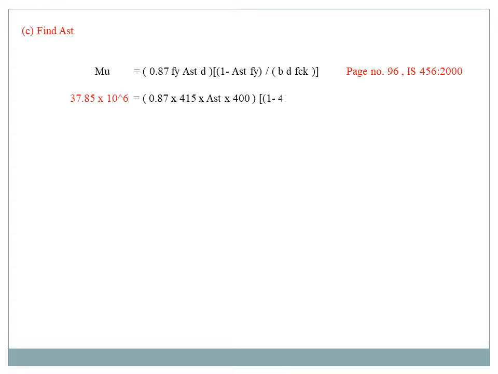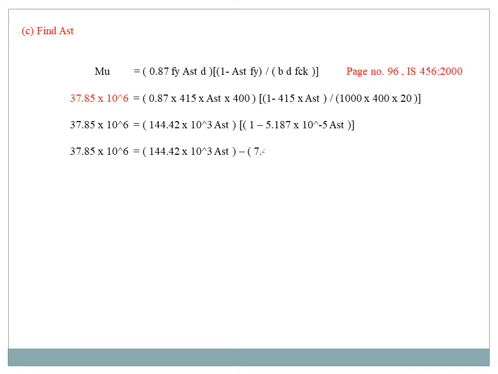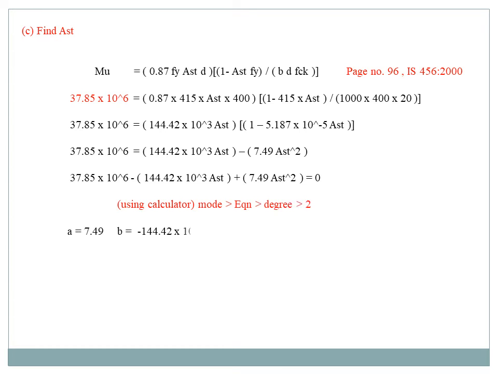The next is to find AST. So M is equal to 0.87 fy AST into 1 minus AST into fy divided by b d into fck. This formula we already know, page number 96 from IS code book 456:2000. So now we can apply the moment value. The remaining values are the same, only the moment value changes. So directly you can easily find the x1 and x2 values using a calculator. Take the least value. So AST is equal to 265.7 mm square.